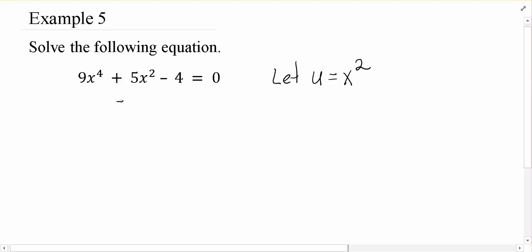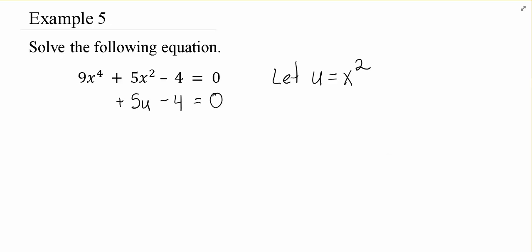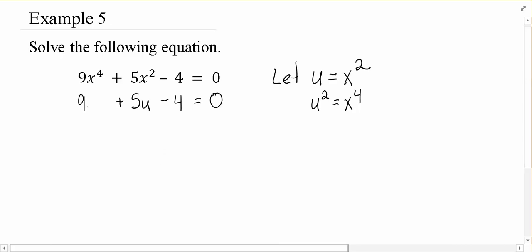So that means this can be 5u. The minus 4 doesn't change at all. The equals 0 doesn't change at all. Now for the x to the fourth part, if u is x squared, then if I square both sides, u squared would be the same thing as x to the fourth. So 9x to the fourth is the same thing as 9u squared.